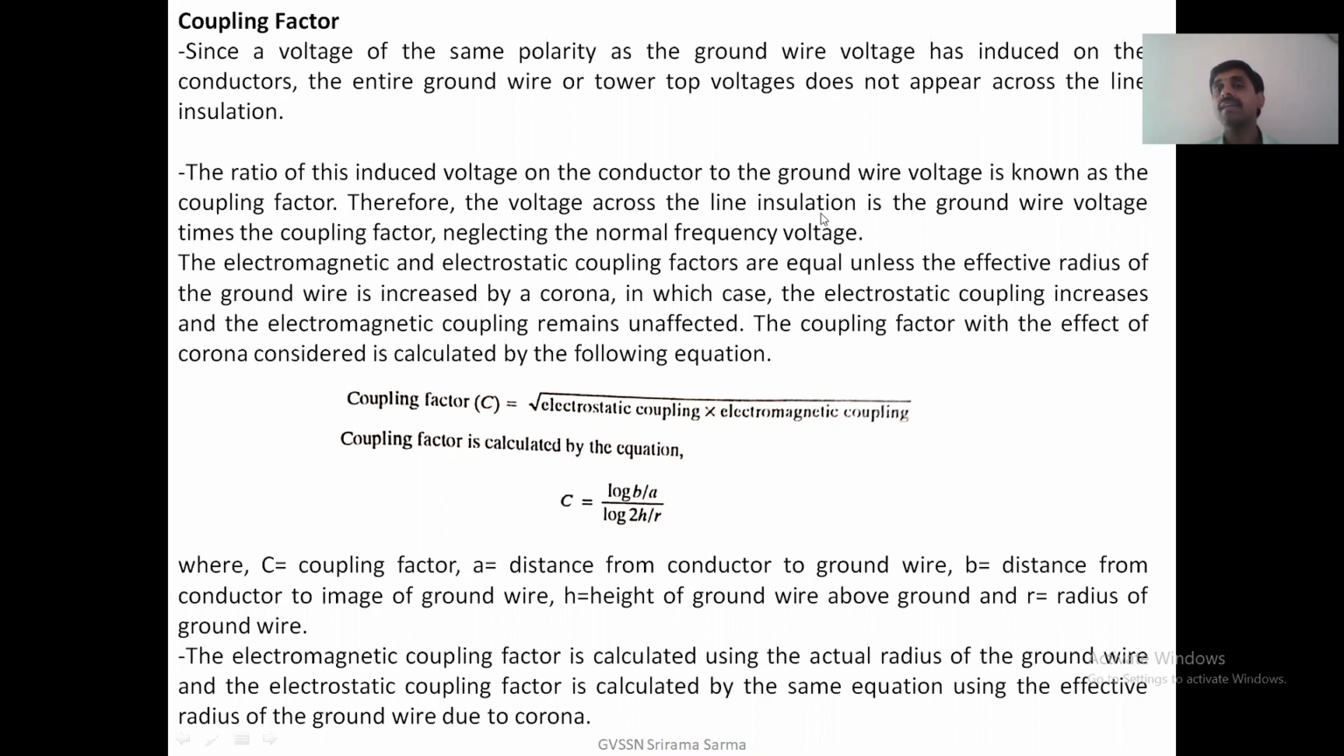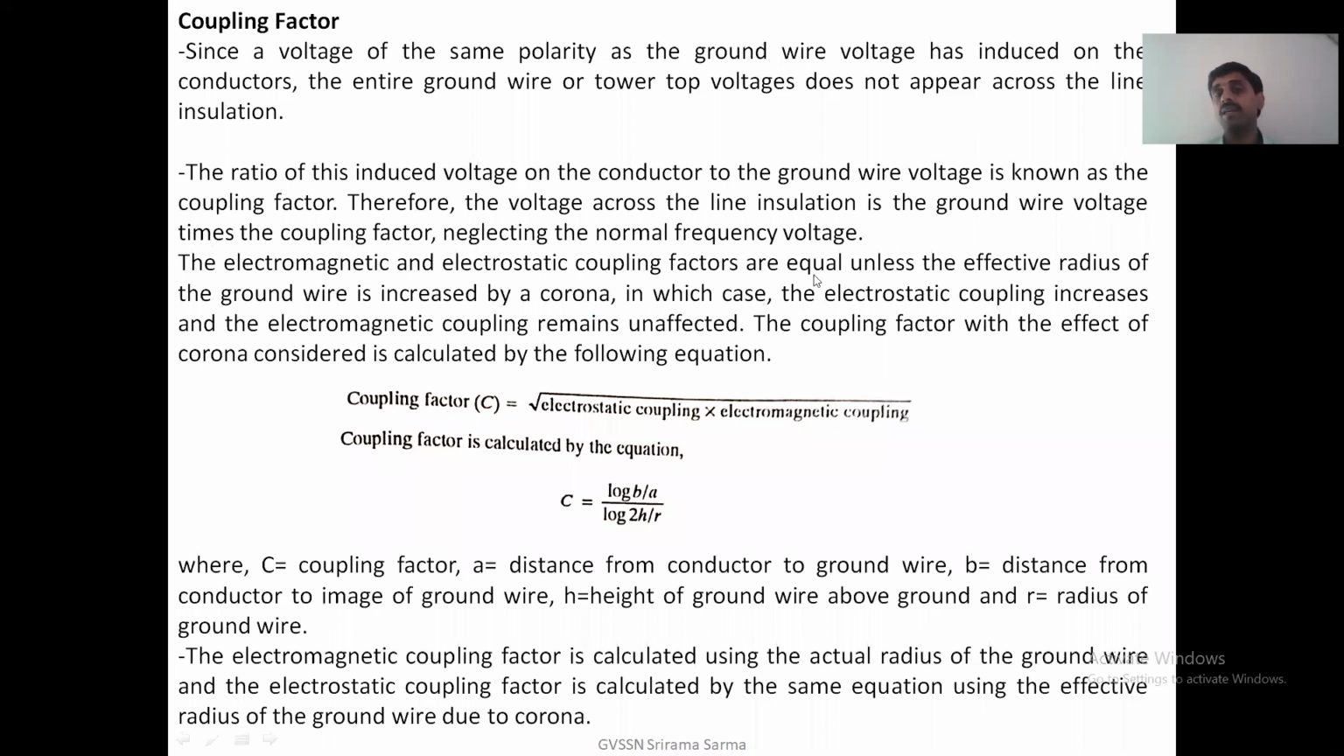Therefore, the voltage across the line insulation is the ground wire voltage times the coupling factor. As I said, the voltage across the conductor divided by the ground wire voltage is equal to the coupling factor. Therefore, the voltage across the conductor is the coupling factor times the voltage across the ground wire.